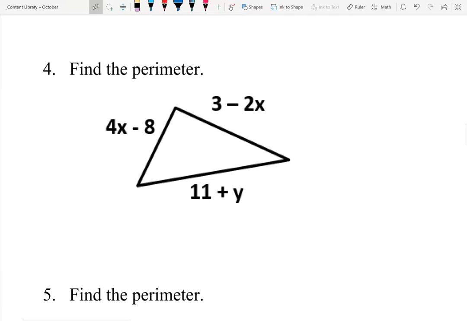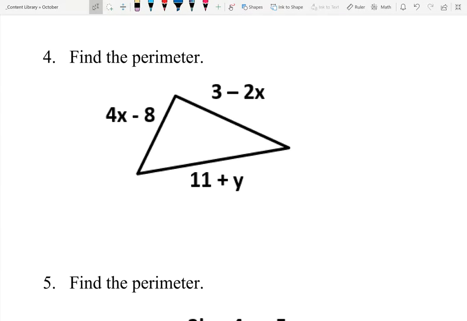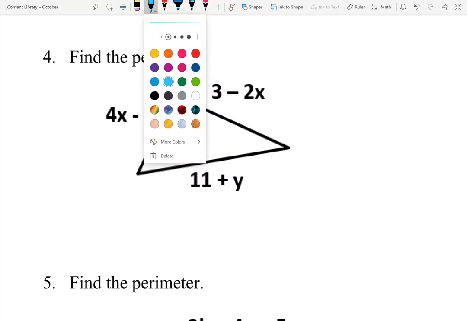Now, finding the perimeter. Now we're talking about shapes. Perimeter is just adding up all the edges together, all 3 sides or 4 sides, however many are in your shape. We have a triangle here. So our perimeter is just going to be the length of all 3 sides added together, right? So I know all 3 sides, at least not as a number, but as an expression.